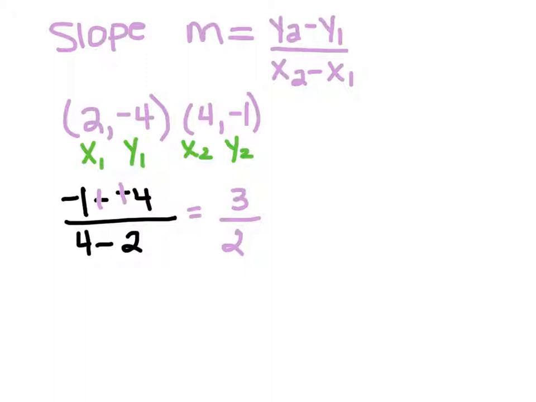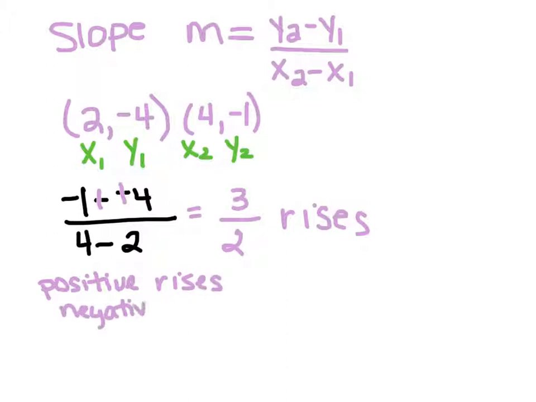So because this is positive, it rises. If this was negative, it would fall. And if it was 0, it would be horizontal, and no slope is vertical. So whenever the slope is positive, we're going to write rises. Whenever the slope is negative, we're going to write falls.